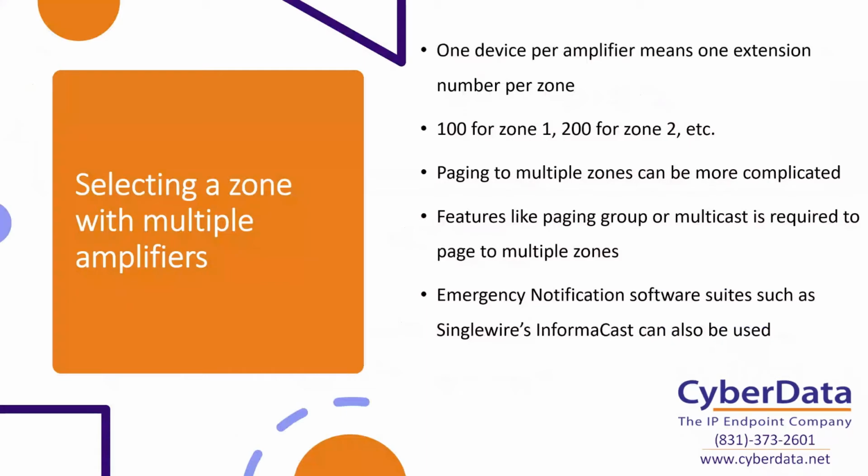Very, very simple. You've got those distinct different directory numbers or extension numbers to dial for that particular amplifier and that physical zone. But paging to multiple zones can be a little bit more complicated because something like a paging group, which can be a feature of a phone system, isn't supported on all phone systems. And that's where another protocol known as multicast can come in and be used to page to different interface devices, like something you might get from CyberData or a multitude of other manufacturers out there, to be able to page to these different physical zones.